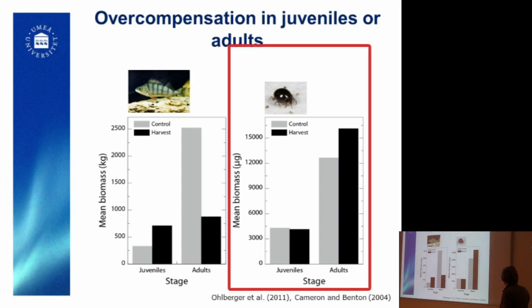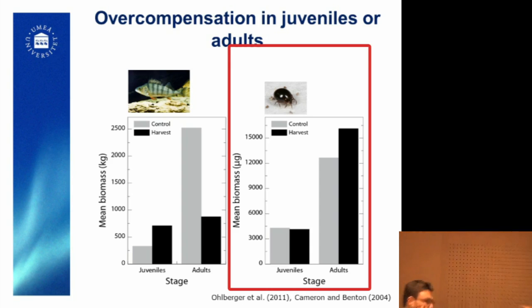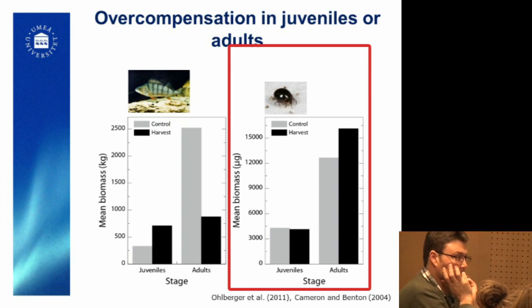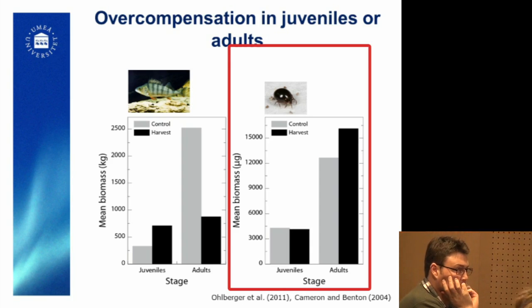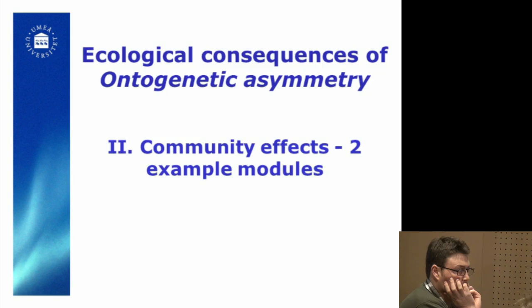This is from a soil mite study, Cameron and Benton. Mr. Cameron is here, Tom's sitting here. And here we see a slight decrease in the juveniles, but then an overcompensation in biomass of the adults. So this is a system that seemingly is limited more by maturation. So overcompensation is an important element. You can show it in theory. There is an increasing number of experimental studies showing the presence of these state-specific overcompensation patterns.